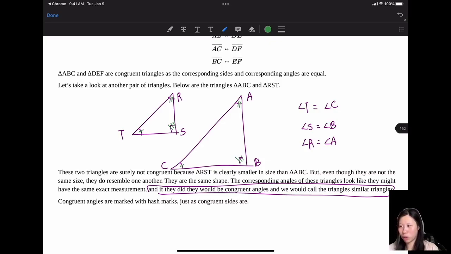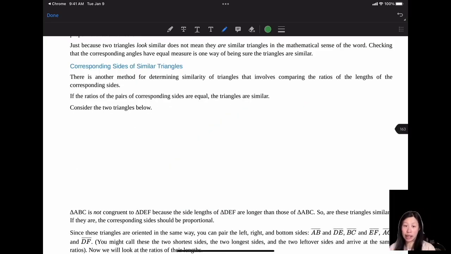Sometimes you will see some textbooks look like this. Not the hash mark, but with the original way that I drew it. So this angle equals this angle, and then angle R equals angle A, I do a hash mark, and then angle X equals angle B. So that shows that, hey, these correspond to each other. So that's another way to define a similar triangle.